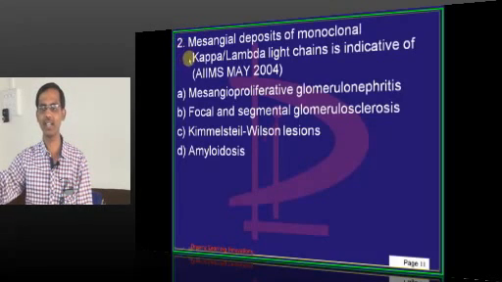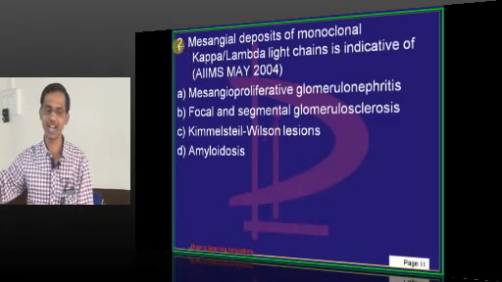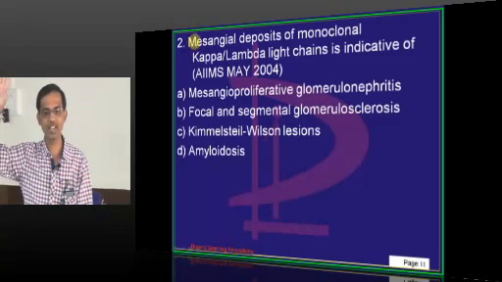What do they contain? They contain either kappa or lambda light chains of immunoglobulins. Immunoglobulins have heavy chains and light chains. Heavy chains, 5 types.